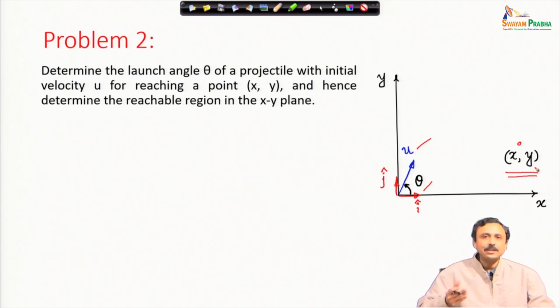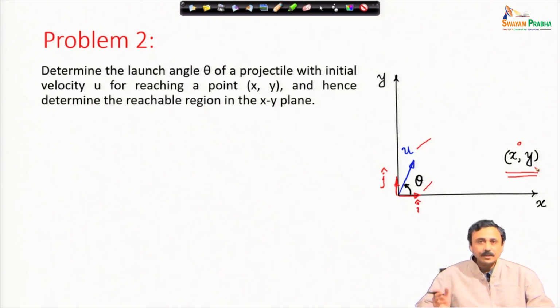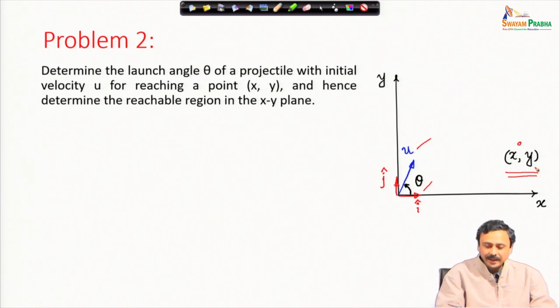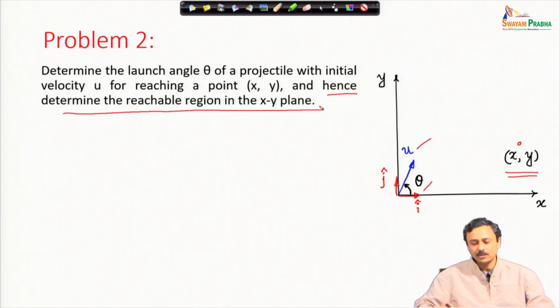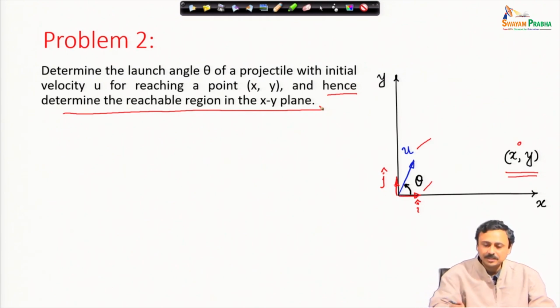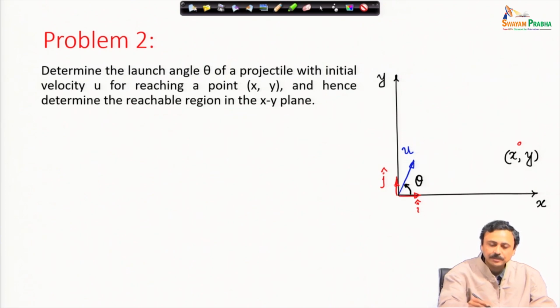Now, suppose I get a solution for theta, then I can reach x y of course, but if I do not get a solution, which means it is not feasible to reach, and that is why I ask, and hence determine the reachable region in the x y plane. So, the reachable region of a projectile, this is a very important calculation for artillery guns for example.